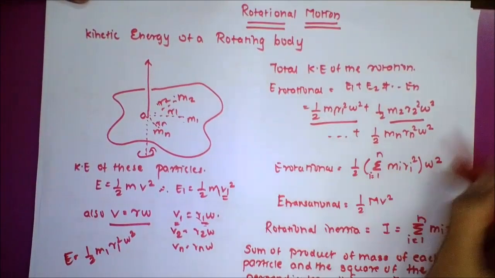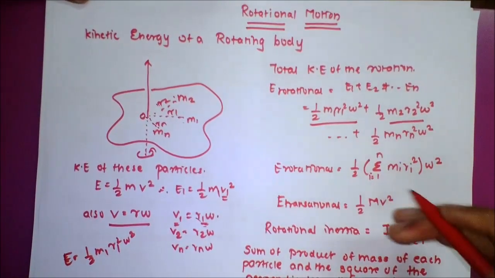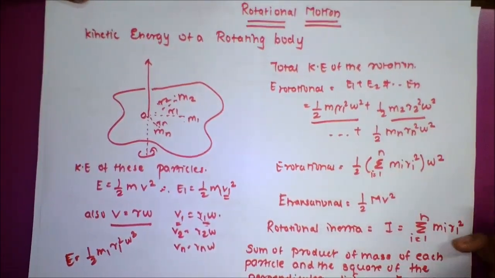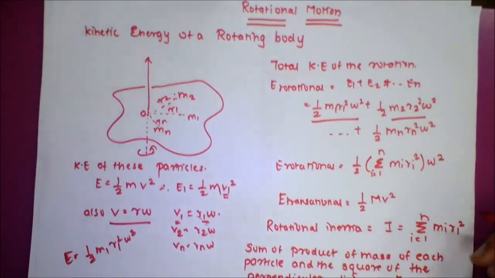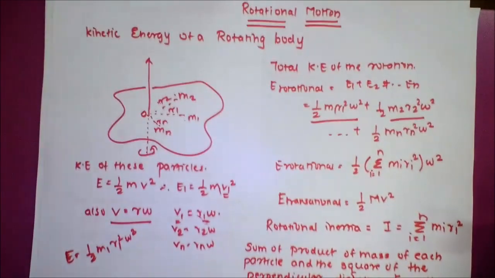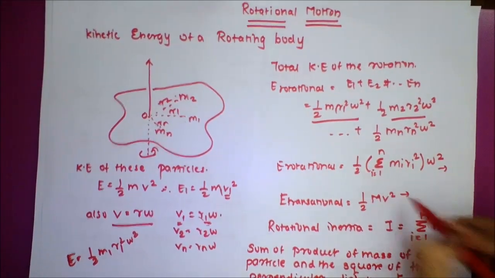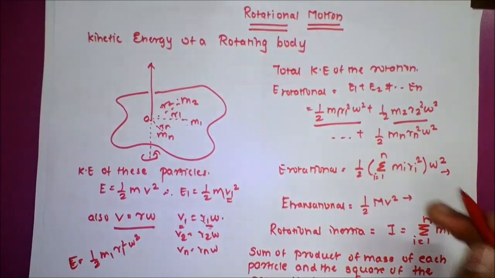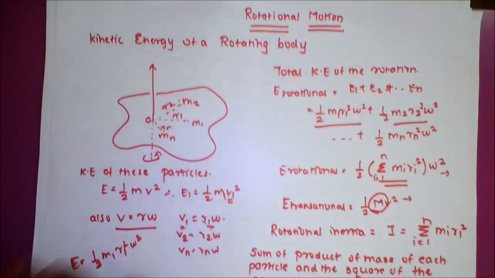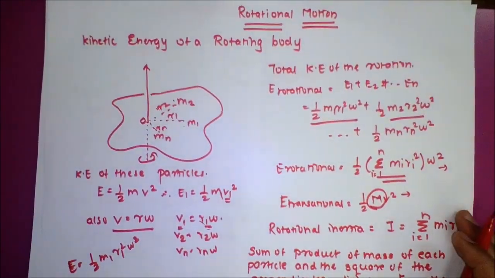We sum this all up, so that becomes the summation from i equals 1 to n of half mi ri squared into omega squared. In translation motion, the basic equation for kinetic energy is half m v squared. If we compare both equations, we find they are analogous to each other, except that the mass here is given by the term summation from i equals 1 to n of mi ri squared.